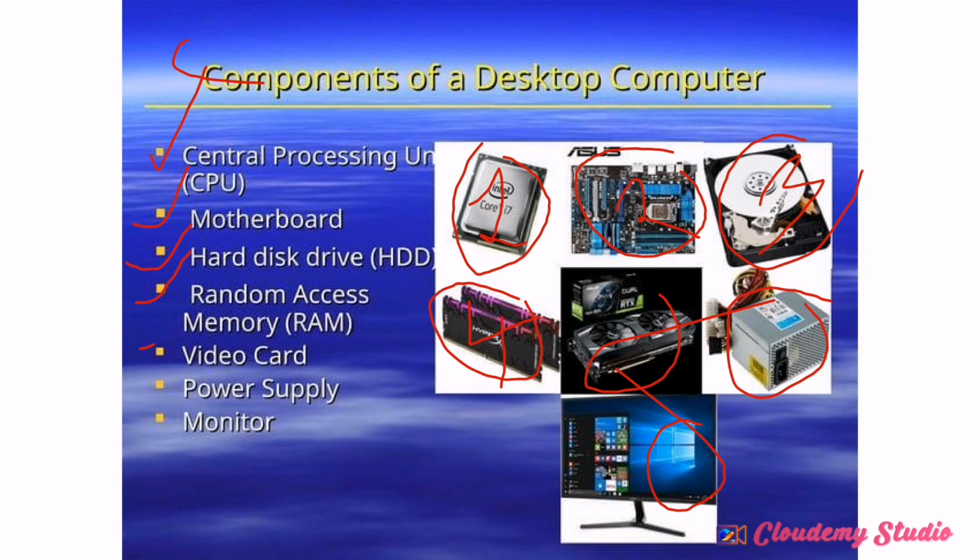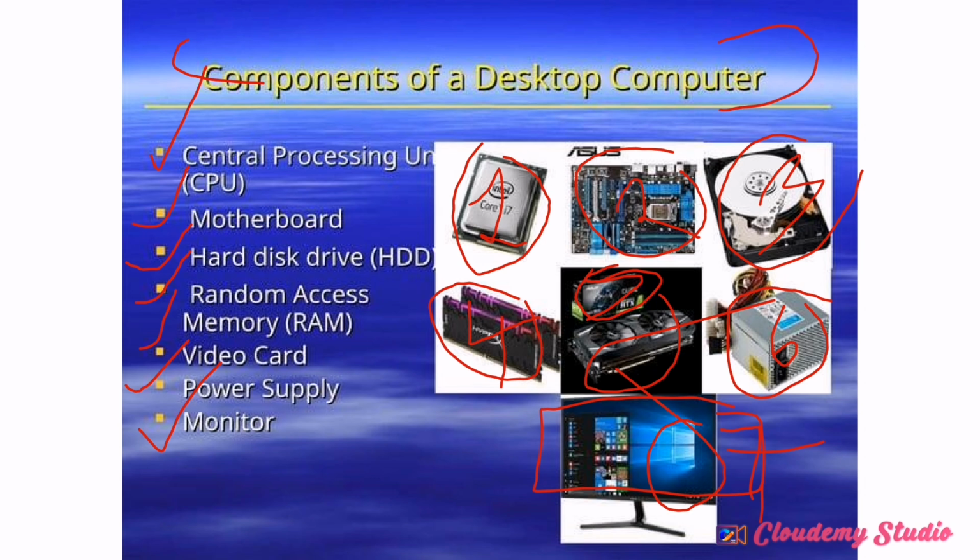Then we have a video card. So video card, where is it? Here I can't see properly, but I believe it is this one here. So I'll mark it as 5. Then we have power supply. I'll mark it as 6. This is the power supply. Then we have a monitor, the entire system. This one I'll mark as number 7. So these are the components of a desktop computer.